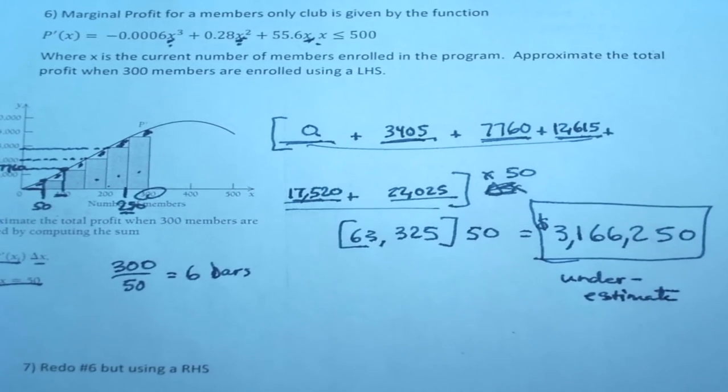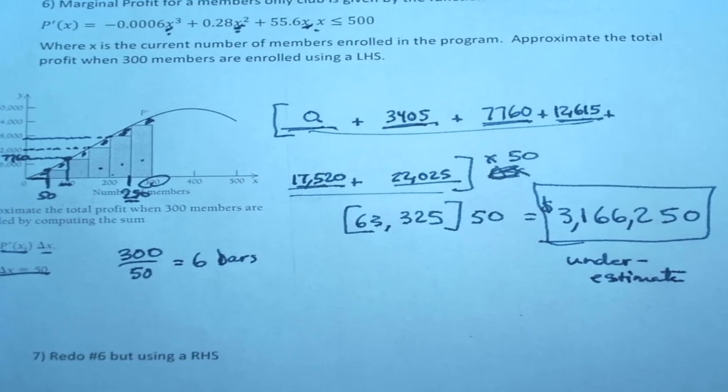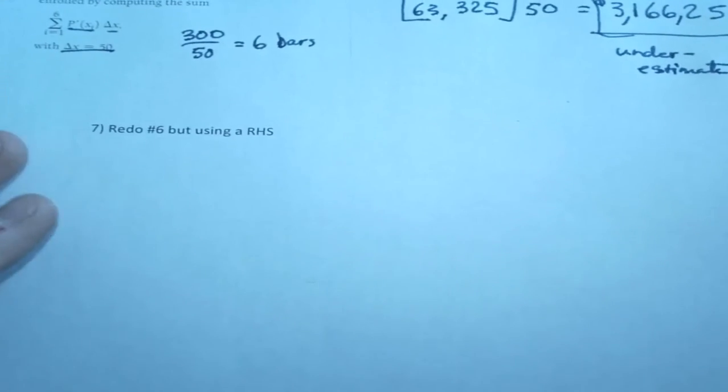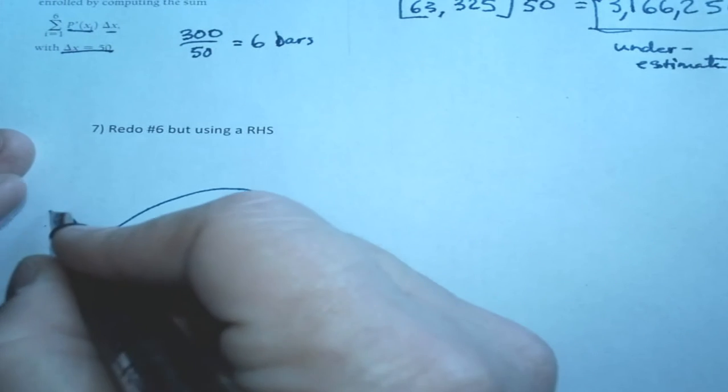Okay? An underestimate. So they're actually making a little more profit than that. Now what we want to do is redo this same graph, but with a right-hand sum. So I'm going to kind of reproduce their picture here. Something like that, right?